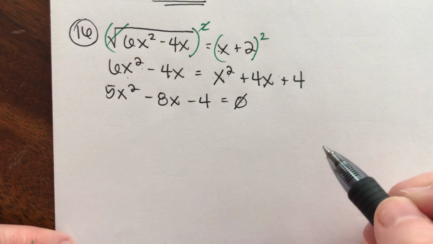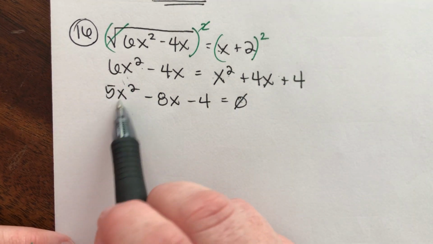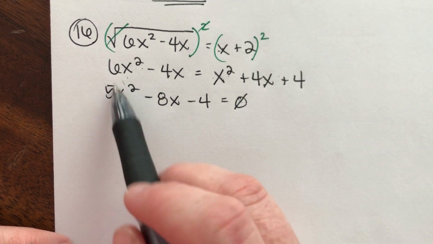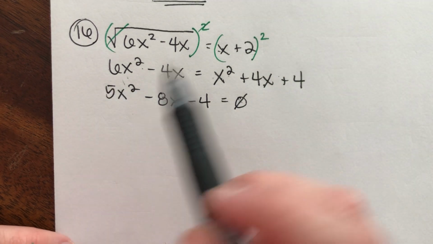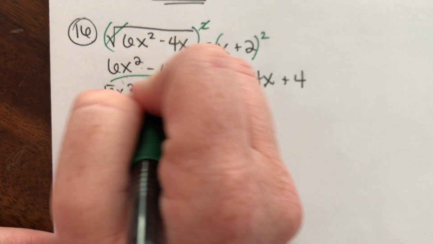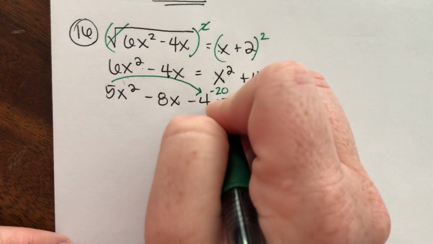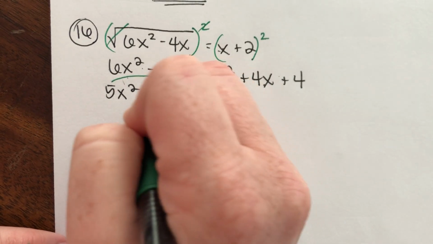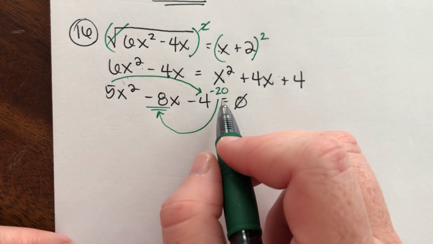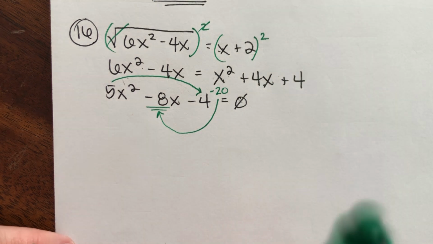Okay, so here's my problem. Now, to factor this, remember, I can use the quadratic equation. Can't complete the square because you can't have a number in front when you complete the square. I can also factor, right? So when I multiply 5 times negative 4, I get negative 20. So all the factors of negative 20 that add up to the middle term, negative 8, are going to be negative 10 and positive 2.